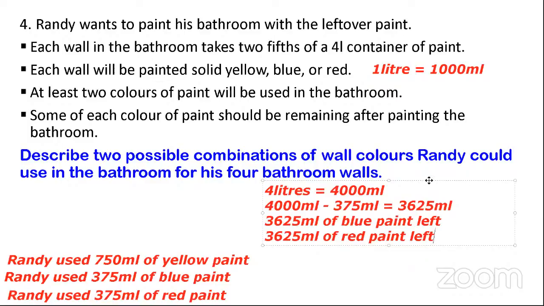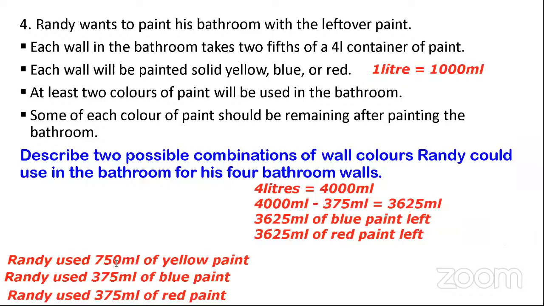All right. So Randy used 750 milliliters of yellow paint. To work that out, we would do something very similar to what we did with the other paint. We know that 4 liters is equal to 4,000 milliliters. So we're going to take out the amount of yellow paint that Randy used from the 4,000 milliliters that he bought. So we have 4,000 milliliters of paint, and we'll put our subtraction sign, 750 milliliters of yellow paint was used.